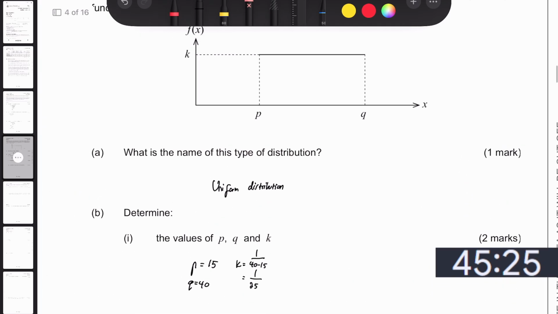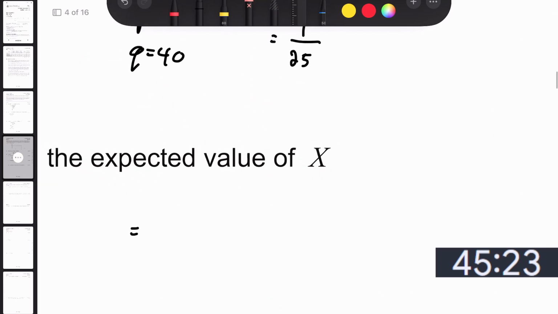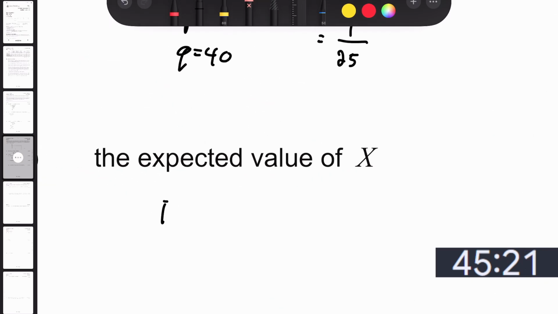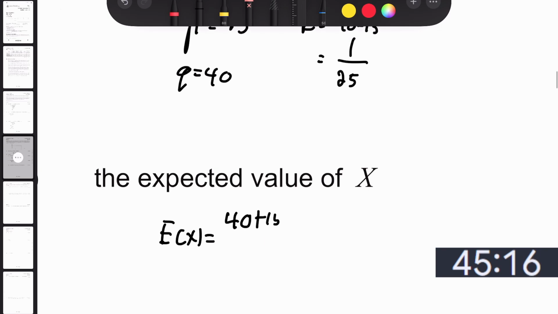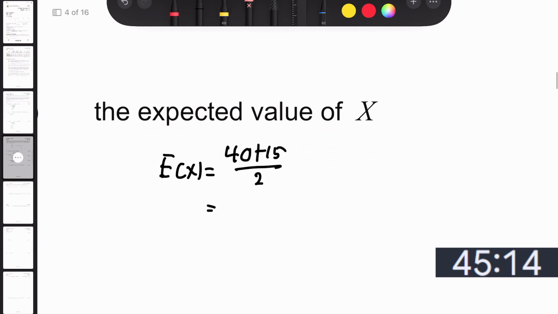The expected value of X is just going to be the midpoint. So we can just do 40 plus 15 all over 2. That gives me 55 on 2, so 27.5.